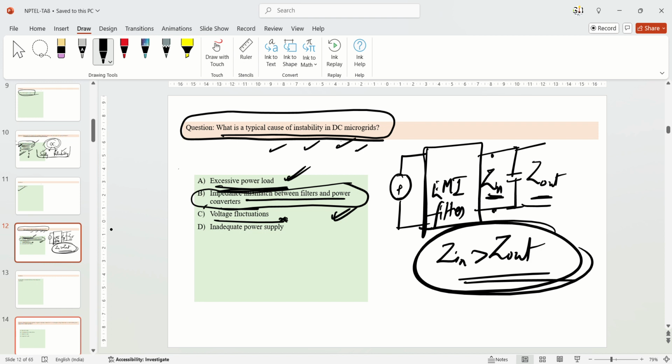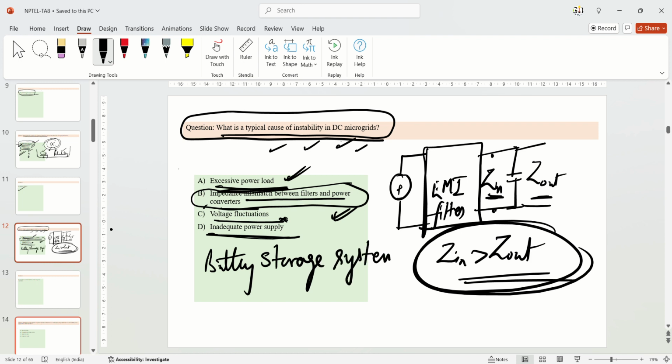Okay, so the voltage fluctuation is not an issue. Inadequate power supply, no, because if you're connecting the battery storage system, this is not the issue. You can have the battery bank when the generation is not enough.